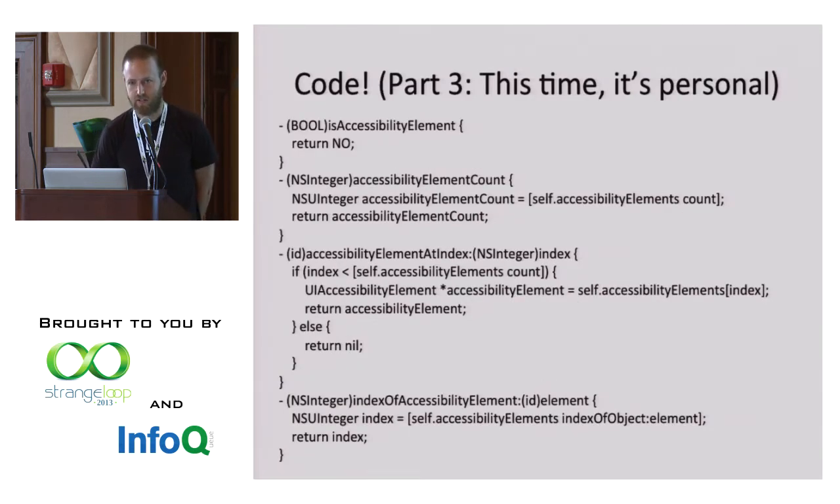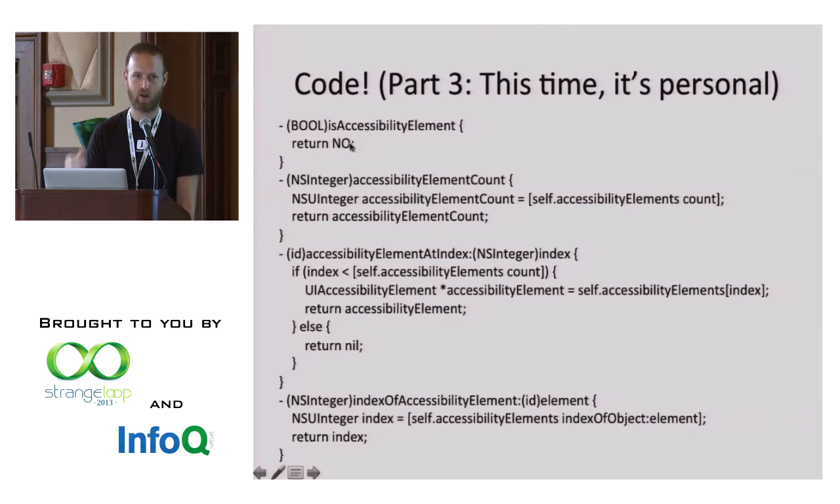And then finally, we have this, the actual important code. This is the code that we need to implement as a member of a subclass of UIView, to allow VoiceOver to pull our accessibility elements, our accessibility children. So the first thing we do is override isAccessibilityElement to NO.